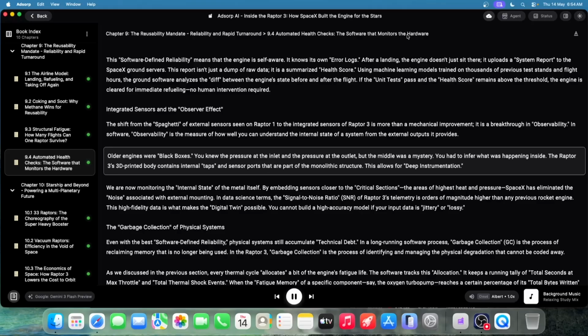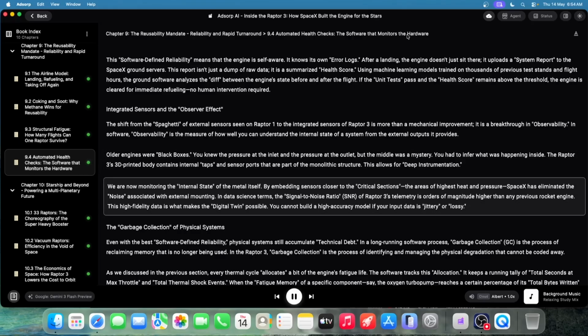You had to infer what was happening inside. The Raptor 3 printed body contains internal taps and sensor ports that are part of the monolithic structure. This allows for deep instrumentation. And we are now monitoring the internal state of the metal itself. By embedding sensors closer to the critical sections, the areas of highest heat and pressure, SpaceX has eliminated the noise associated with external mounting. In data science terms, the signal-to-noise ratio of Raptor 3 telemetry is orders of magnitude higher than any previous rocket engine. This high-fidelity data is what makes the digital twin possible.